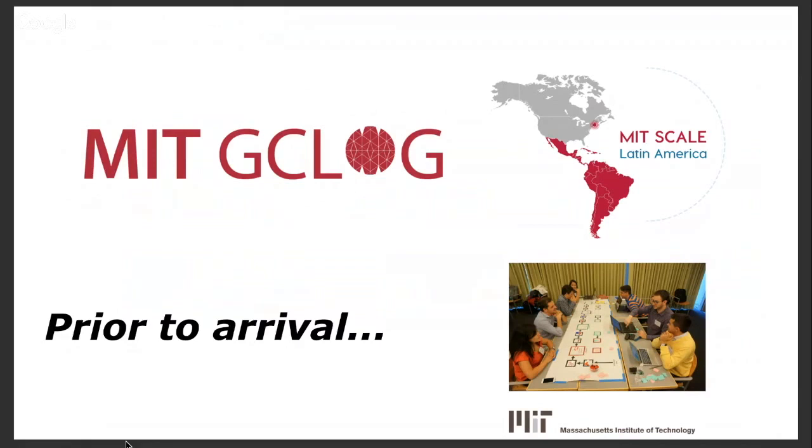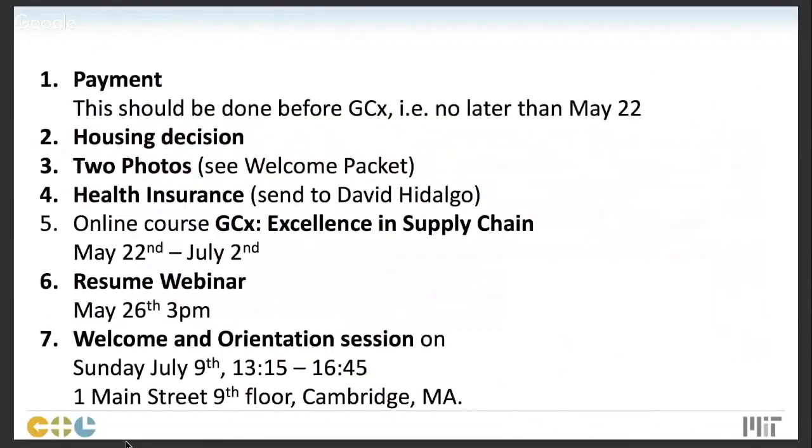And okay, so now just the final instructions prior to arrival. So 7 things. 1, payment. Right, this should be done before the GCX, which means no later than May 22nd. Housing decision. So Mark, when is the deadline? May 23rd. So 1 day after that.